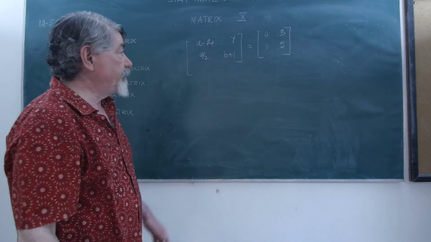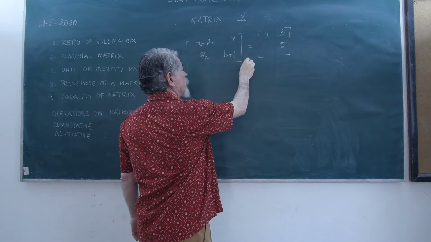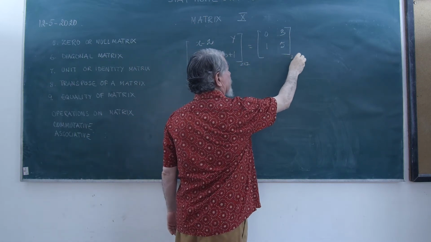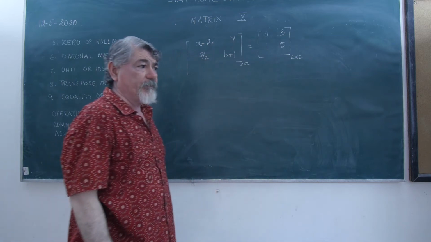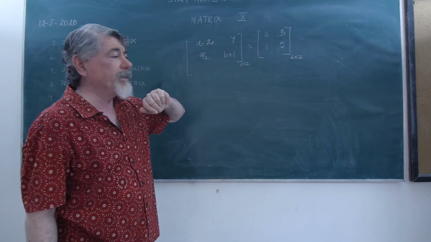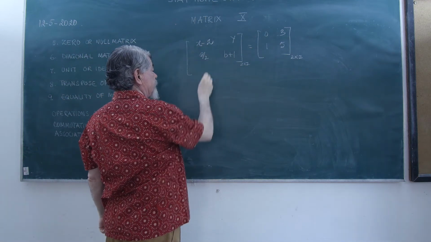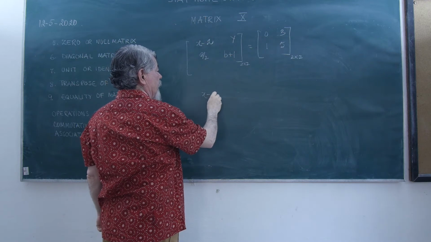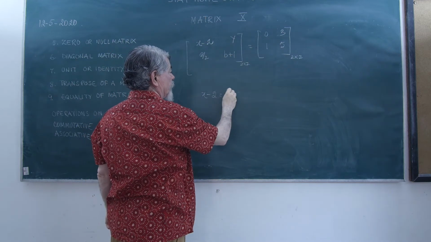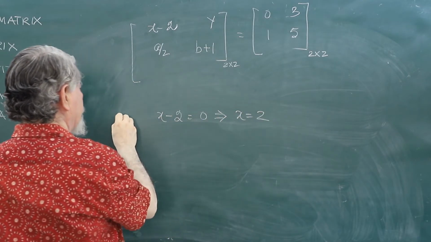We will equate, first of all, they are of the same order. The order of this matrix is 2 into 2, the order of this matrix is 2 into 2. They are of the same order. Then what are we going to do? We are going to equate the corresponding elements. For example, the first element of this matrix is x minus 2, and the first element there is 0. That will imply x is equal to 2. This is the first thing.